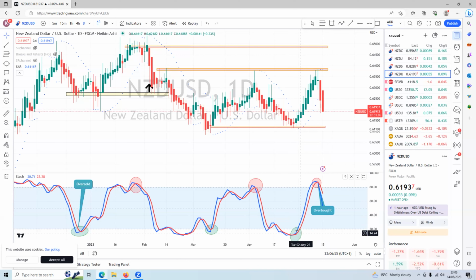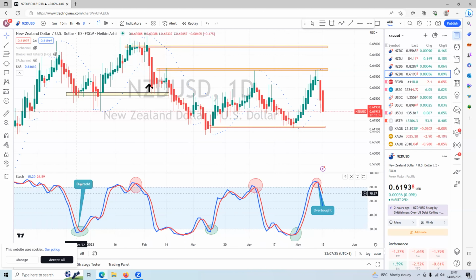So stochastic works at extremes. If it goes to the 80, then it's overbought, and we're looking for it to sell. When it goes below the 20, then it's oversold, and we're looking for it to buy. So that's a basic understanding of the stochastic indicator. You're looking for when that blue line crosses below the red line, or when that blue line crosses up above the red line, usually around the 80 or around the 20, all right?